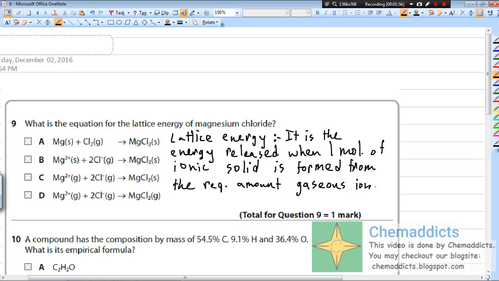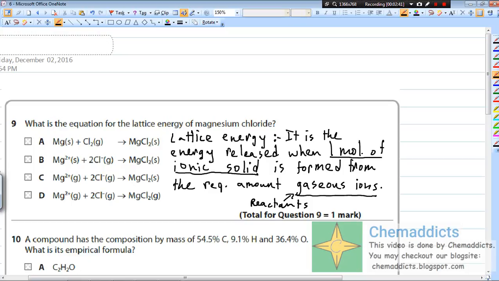So we have some criteria for the equation for lattice energy. The lattice energy equation should have gaseous ions, in other words, gaseous reactants. So the ionic equation must involve gaseous reactants and a solid product, an ionic solid product. The equation should have gaseous reactants and 1 mole of ionic solid.